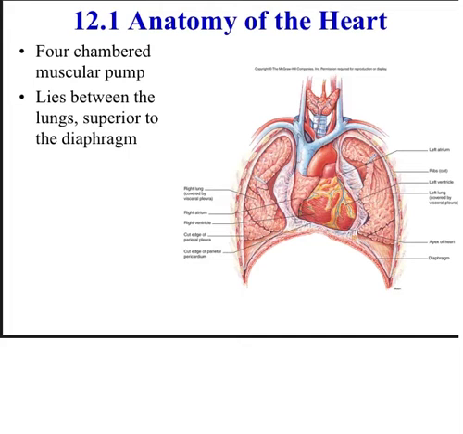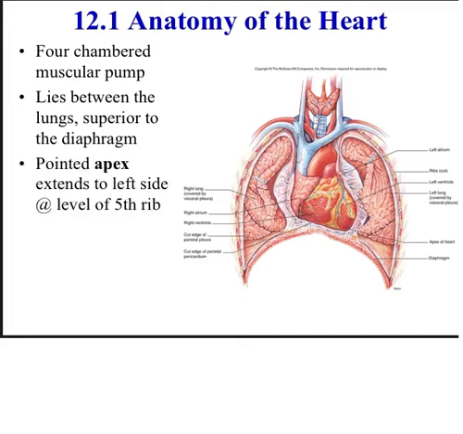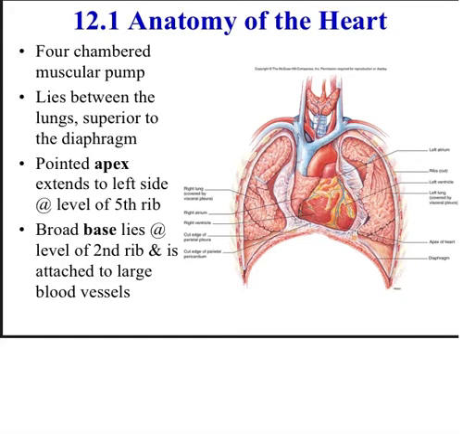The heart lies between the lungs. It's superior to the diaphragm. The apex extends to the left side at the level of the 5th rib, and the base lies at the level of the 2nd rib and is attached to large blood vessels. So, in a sense, when you look at the heart in anatomical position, it's kind of upside down. You normally think of the base of something being at the bottom. In this case, the base of the heart is actually on the superior aspect.